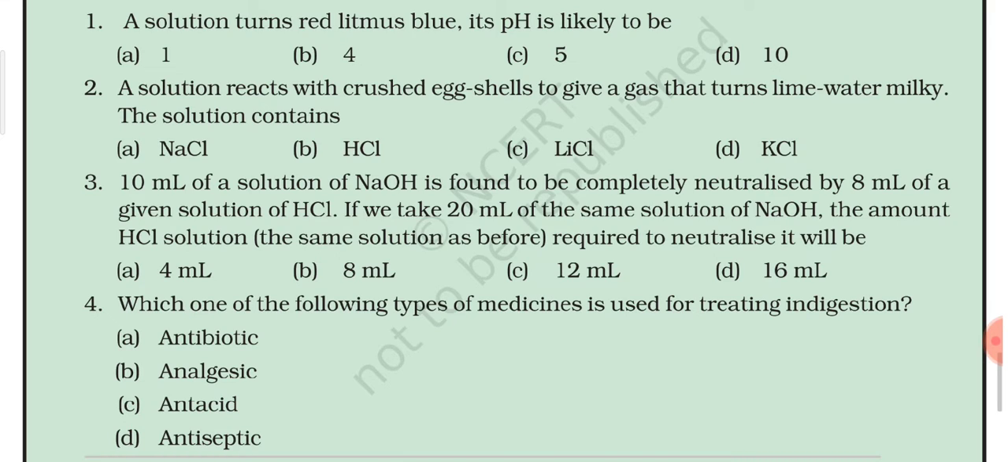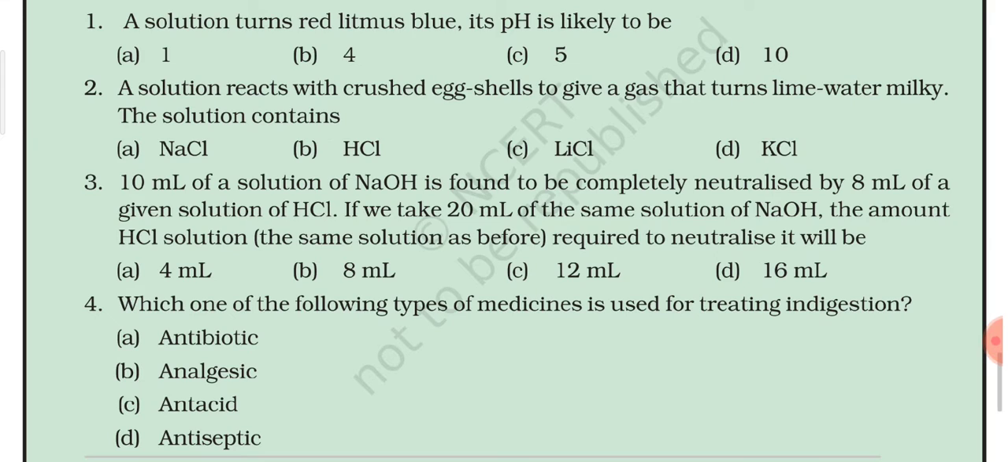Question number 3 is, 10 ml of a solution of NaOH is found to be completely neutralized by 8 ml of a given solution of HCl. If we take 20 ml of the same solution of NaOH, the amount of HCl solution, the same solution as before, required to neutralize it will be. Now see, this question is very easy, but sometimes some students get some sort of confusion.